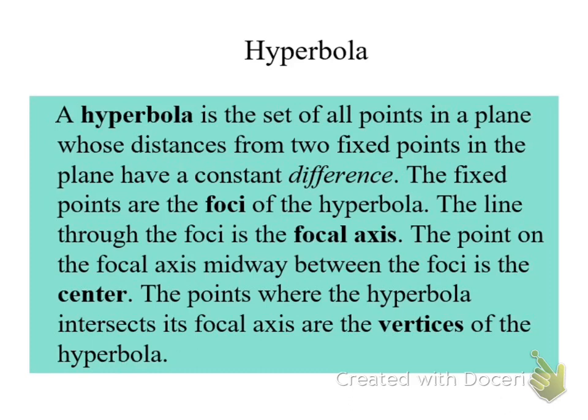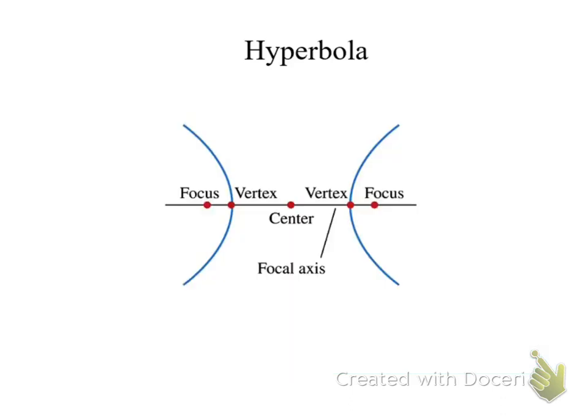And the points where the hyperbola intersects the focal axis are the vertices of the hyperbola. The vertex is still like we used it in our parabolas, except now there are two instead of just one. So to combine all of this with imagery, and remember these can go left or right, or they can also go up and down.